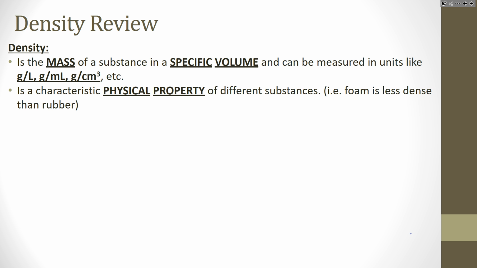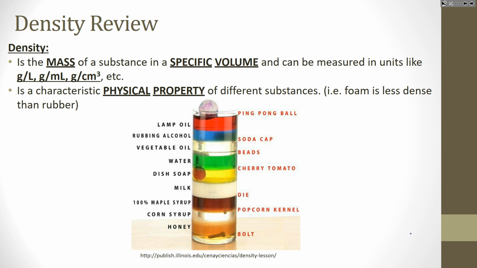Now, it's a physical property of all substances, so certain things have certain densities, and you can see that with this little demonstration. You may have seen something like this before, where you can separate out all these different liquids, solids, and things because they have different densities. This is why certain things will float on top of other things.